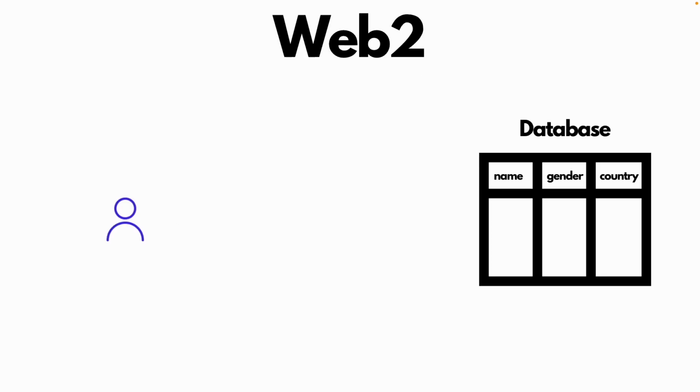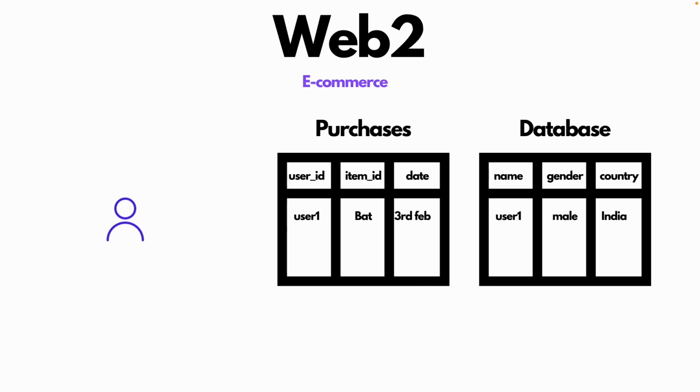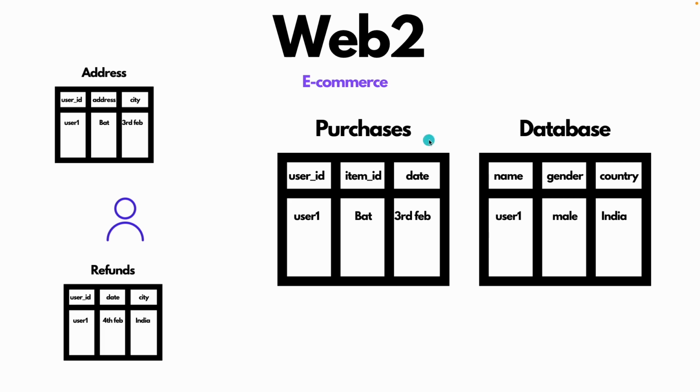So before we proceed any further, let's understand how we usually work in Web 2 when you're creating a big application. Let's say you'll basically have a database where you'll store the information of a user. And as your application gets very complex, let's say you're building an e-commerce application, you'll have multiple databases. Let's say a purchases database where you're storing all the purchases that a user made, an address database where you're storing their addresses, a refunds database where you're storing all the refunds that a user has asked for, and so on.